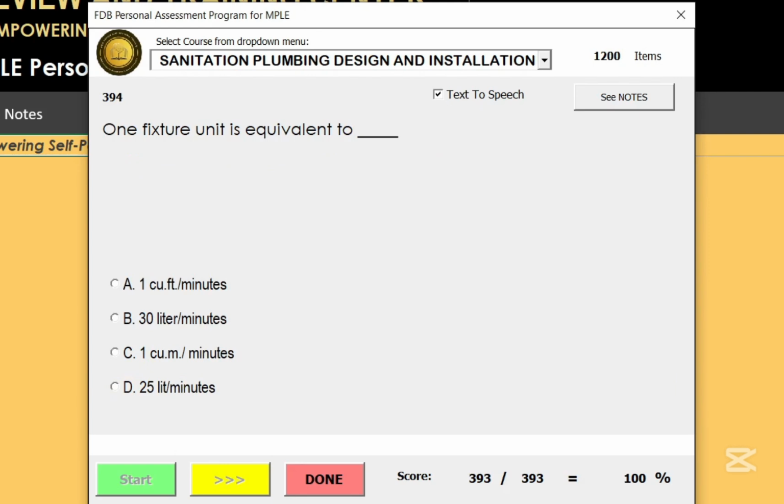One fixture unit is equivalent to blank. A. 1 cubic foot/minute, B. 30 liters/minute, C. 1 cubic meter/minute, D. 25 liters/minute. Please pick your choice. Option B is your choice, and it's the correct answer. Well done.